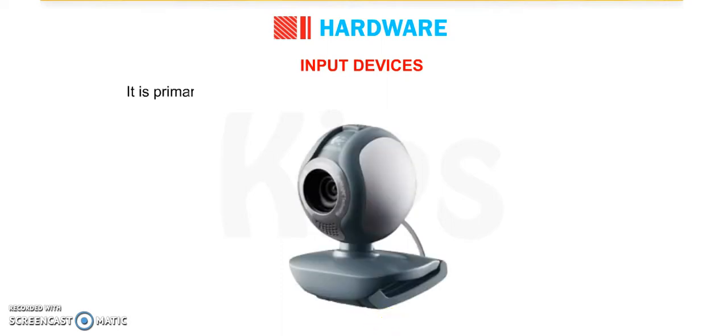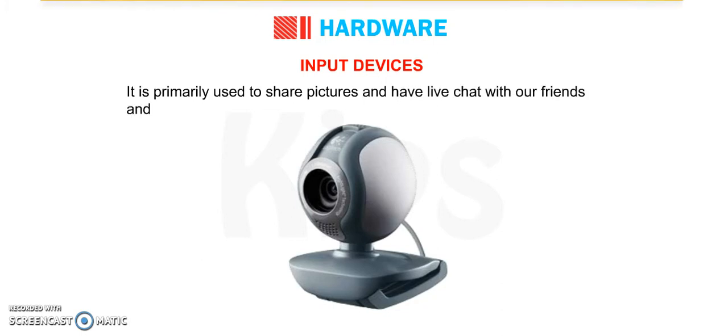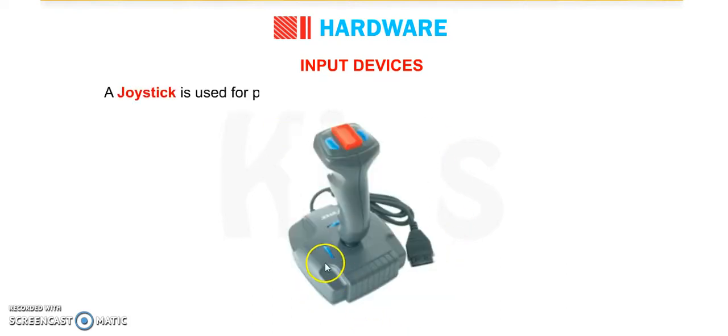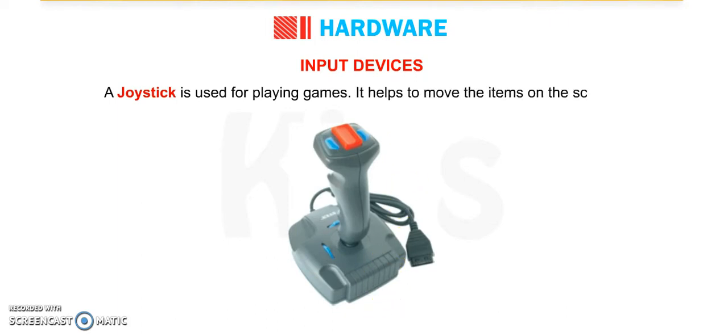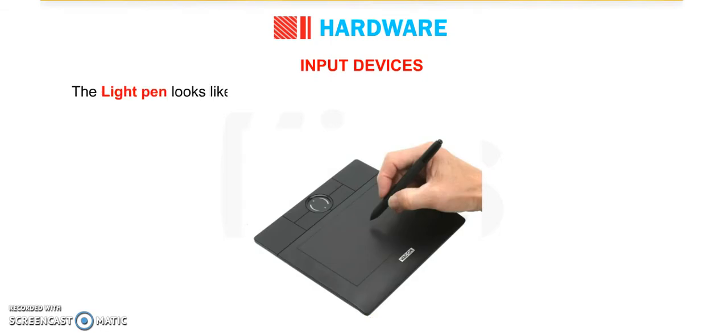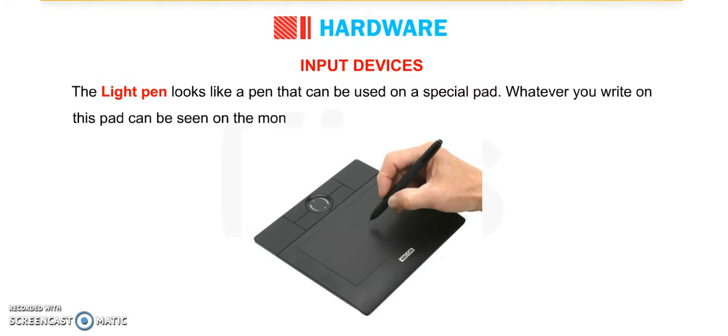Next is, what is this? It is primarily used to share pictures and have live chat with our friends and relatives using the internet. This is a web camera. Next is the joystick. It is used for playing games. It looks like a car's gears. It helps to move the item on the screen like a mouse. Next is the light pen. It looks like a pen that can be used on a special pad. Whatever you write on this pad can be seen on the monitor.